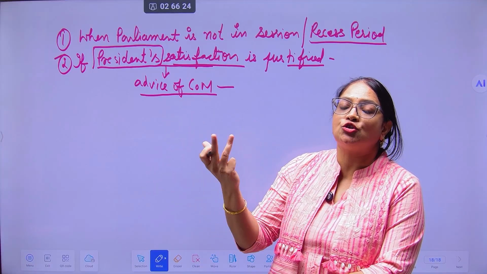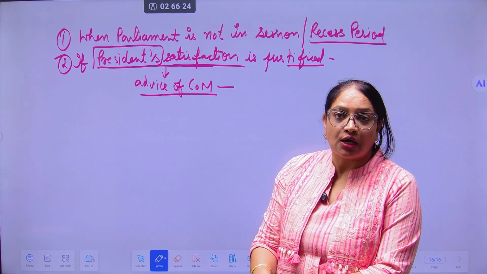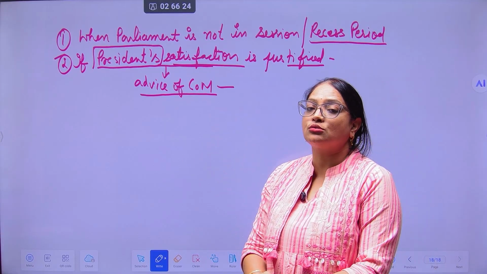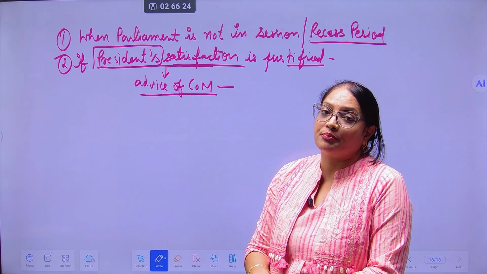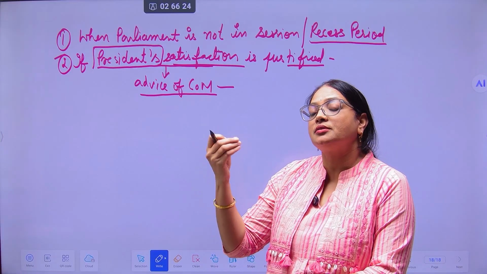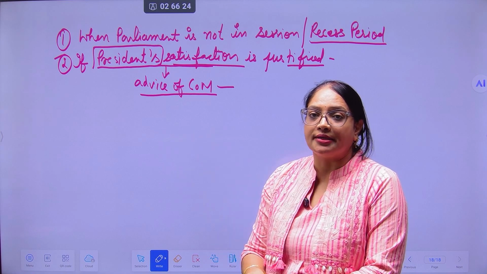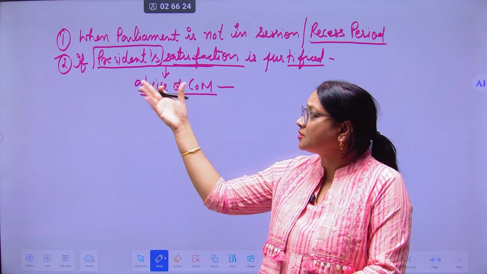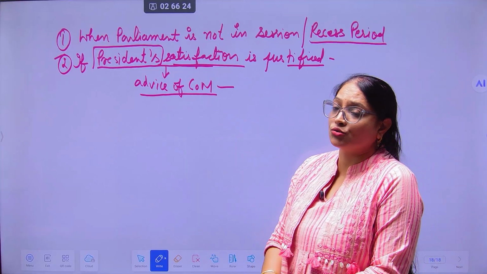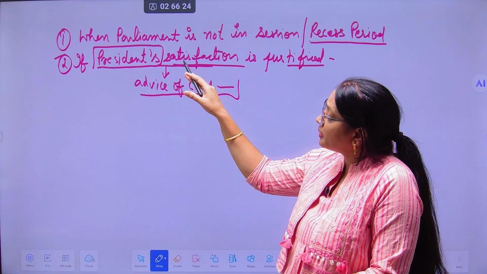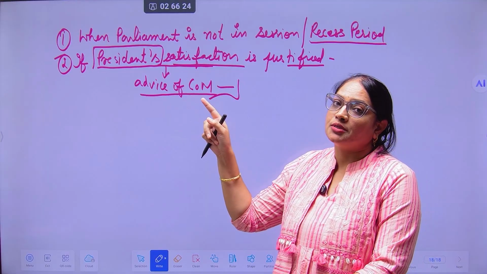Under the suspensive veto, the bill is sent for reconsideration of the houses. In the same way, the president also has the power to resend the advice of the council of ministers for reconsideration, asking them to please reconsider their advice about the making or promulgation of the ordinances. So the president has this discretionary power. The president can send the advice of the council of ministers for reconsideration.